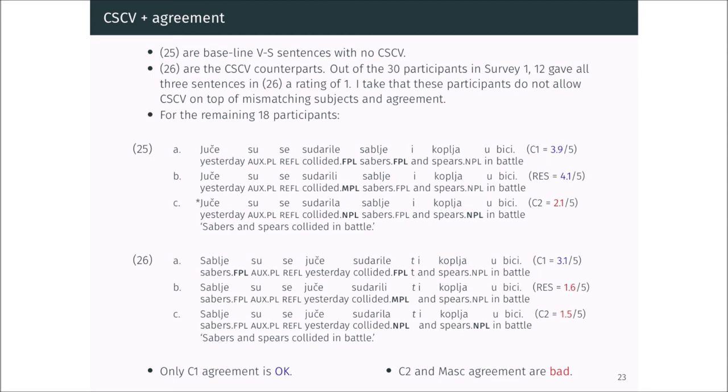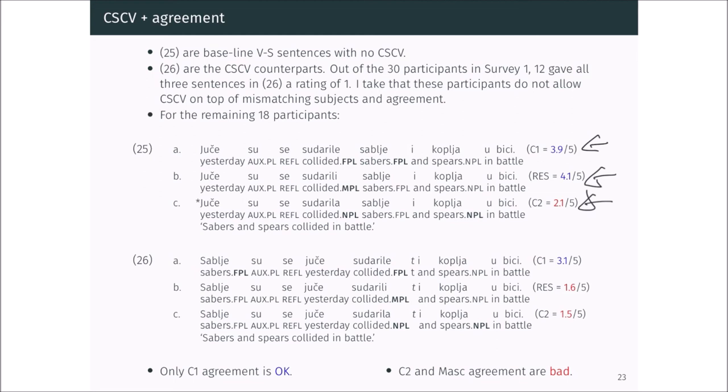Now we're ready to look at the actual interaction between CSCV and conjunction agreement. 25 are baseline VS sentences with no CSCV. As you can see here, the first conjunct or the highest conjunct agreement is almost 4 out of 5. The resolved agreement is 4 out of 5, but the second conjunct agreement, which is reported to be bad, is only 2.1 out of 5. This confirms the reported judgment in the literature.